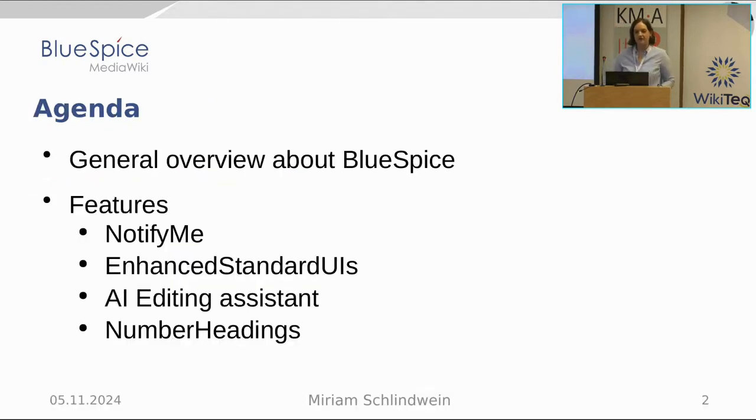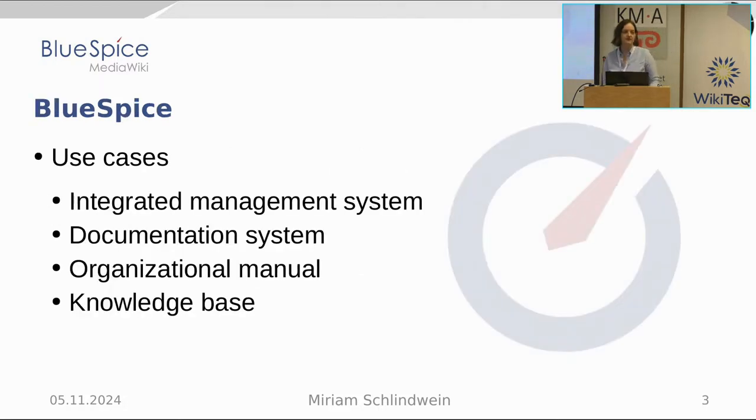So the agenda is I will quickly introduce what is Bluespice. I will talk about 4 main use cases, which we try to cover with Bluespice, and then I will talk about the features. That's the extension Notify Me, then enhanced standard UIs, AI editing assistant, and at last, number headings. So Bluespice is an open source enterprise wiki software that was designed for professional use within organizations.